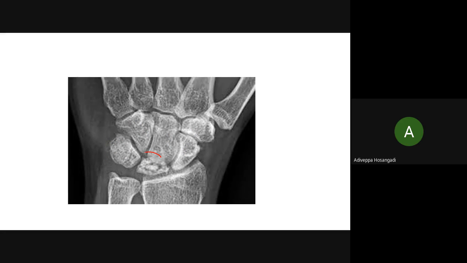So look at the lunate bone here. Look at the other bones. They appear all normal. This is collapsed. There is a small radiodense fragment inside. This is classical X-ray of Keinbock's disease.